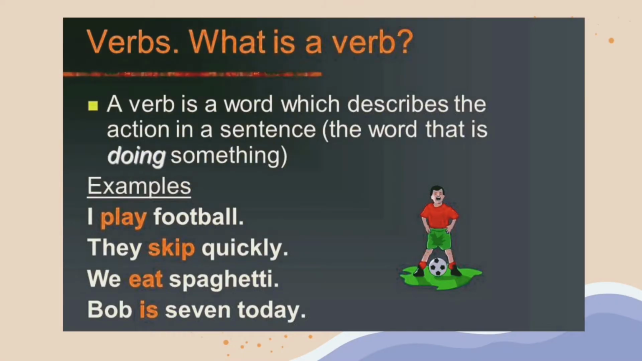Look at this chart. Like I said just now, a verb is a word to describe an action, something that's happening, the word that is doing something. Examples: I play football. They skip quickly. We eat spaghetti. Bob is 7 today. So in they are playing football, play is the verb. Bob is 7 today shows that what is happening is Bob is turning 7 today.